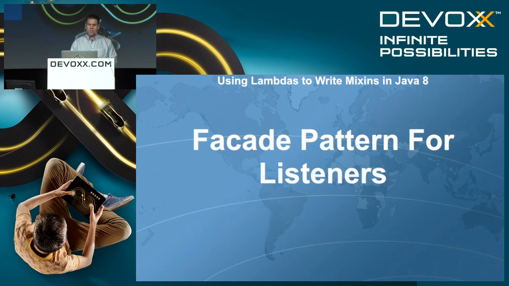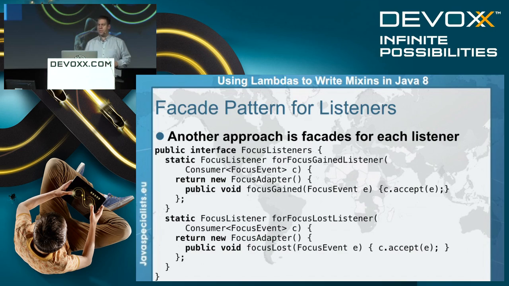There are also other approaches one can use. For example, when I showed this to Brian a while ago, he said there's another way, which is to have facades for each of the different types of listeners. So instead of extending JButton with a mixin, you can have a facade for listeners, or for focus listeners, or for mouse listeners. So what you would do is say something like for focus gained listener, taking a consumer as a parameter, and this would return a focus adapter, which would call the accept method when focus is gained. And then another one, a focus lost listener, which calls the focus lost method if you lose the focus. So in both cases, you're just wrapping an existing system with something else.